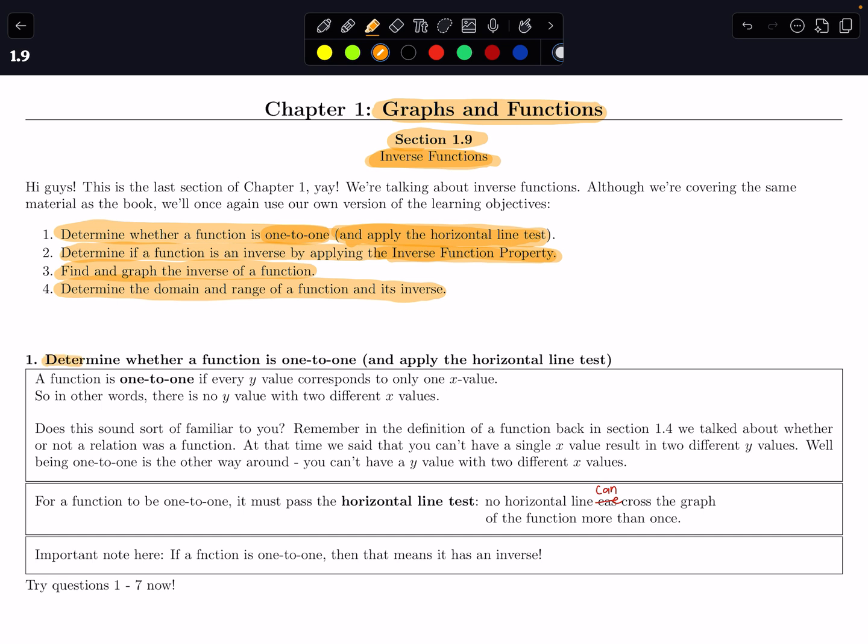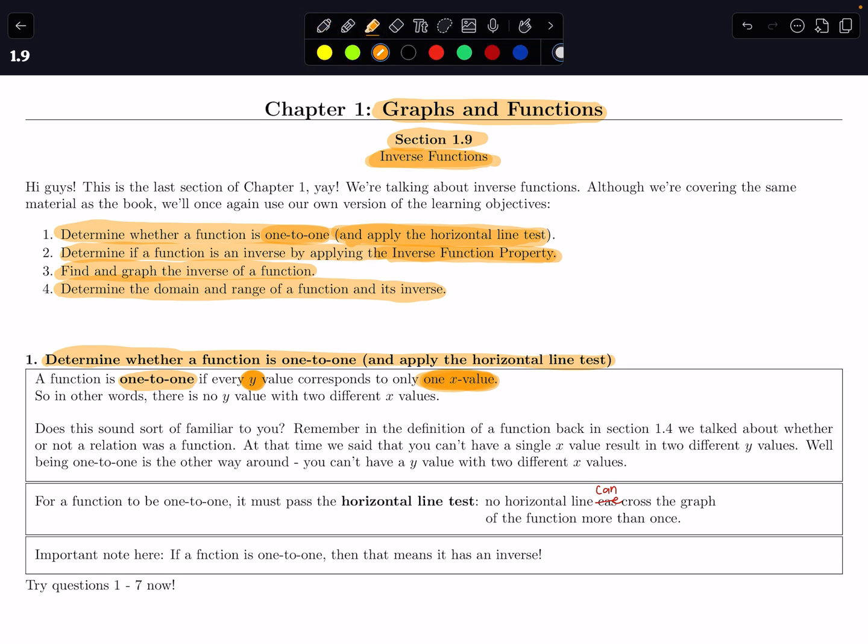Okay, anyway, this first video is about number 1, how to determine whether a function is one-to-one or not, and then apply the horizontal line test. So what makes a function one-to-one? Well, it's one-to-one if every time you have a y value, there's only one x value. Easy way to think about that is there's no repeated y values where you have two different x values and a single y value.